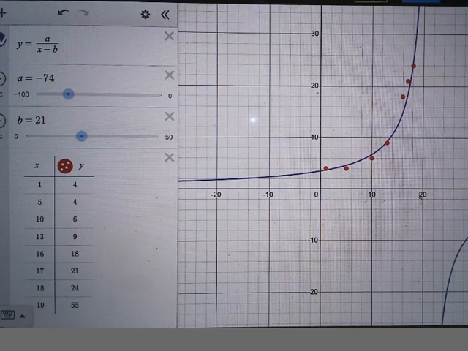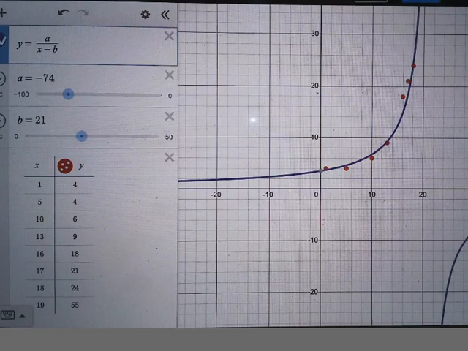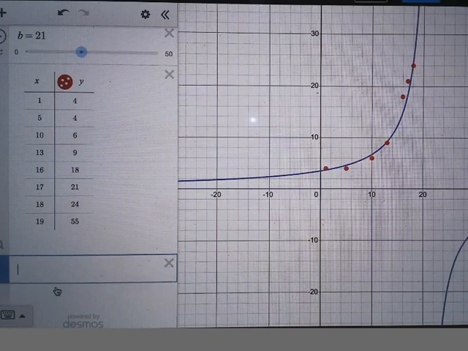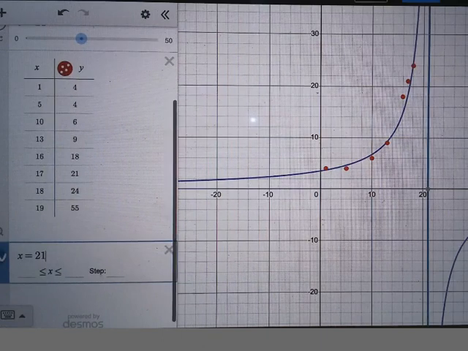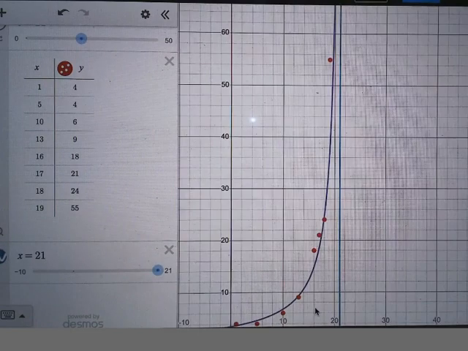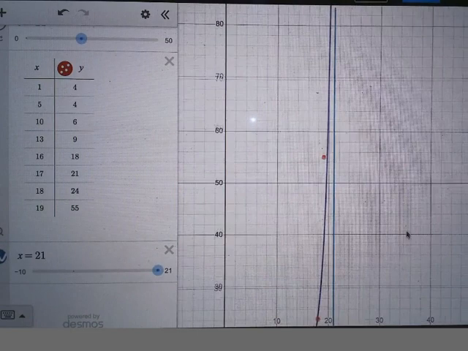You notice that this is avoiding right now 21, where it's what's in the denominator. X minus 21 is what's going on, and it completely avoids 21. I'll show that by typing in x equals 21. And you see how this curve avoids that line.